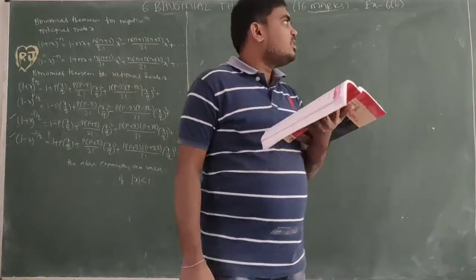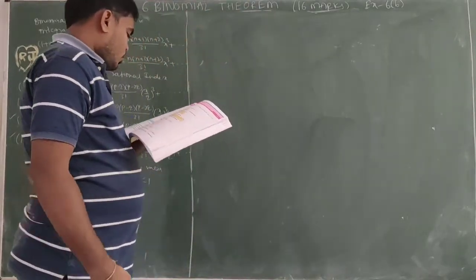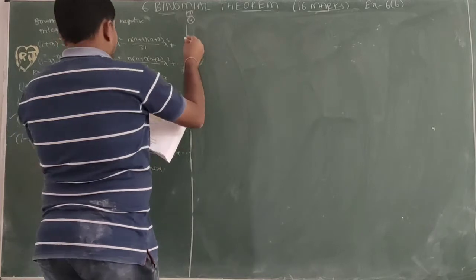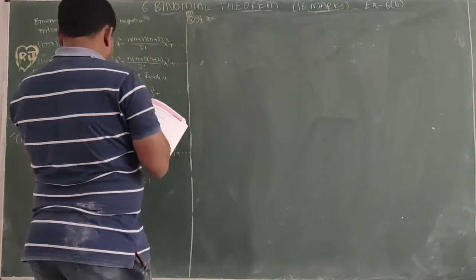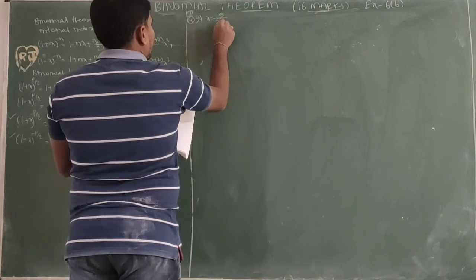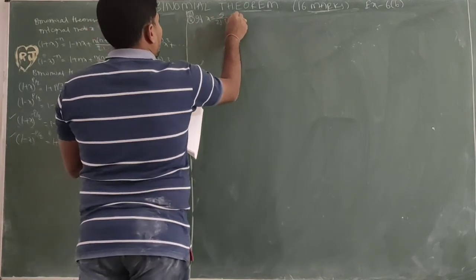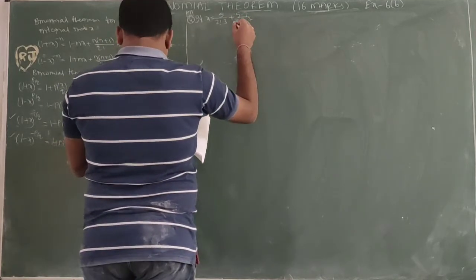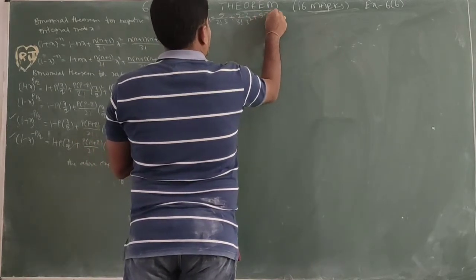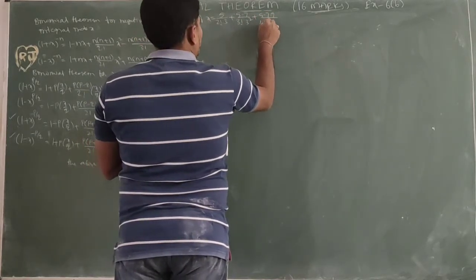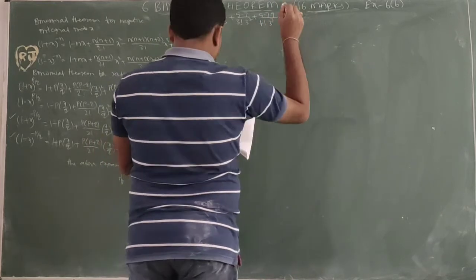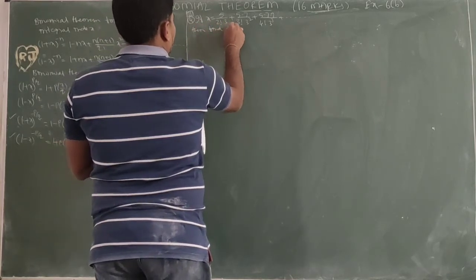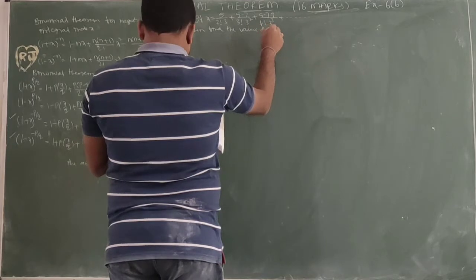Binomial theorem, exercise 6b, third bit, fourth question. If x equals 5 by 2 factorial into 3, plus 5 into 7 by 3 factorial into 3 square, plus 5 into 7 into 9 by 4 factorial into 3 cube, plus up to so on, then find the value of x square plus 4x.